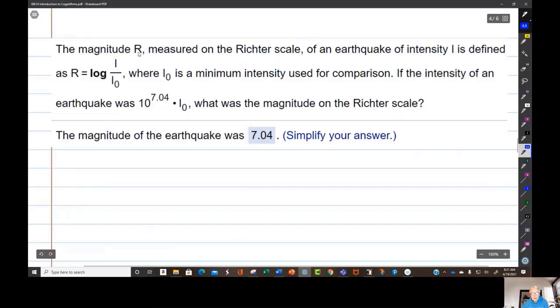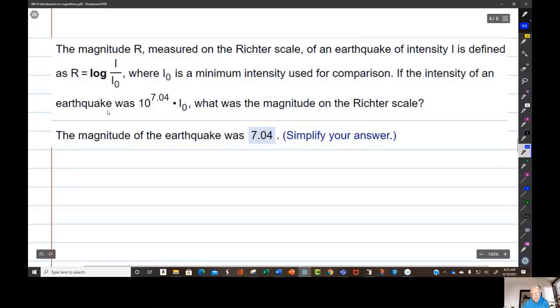All right, the magnitude R, the bigness, measured on the Richter scale of an earthquake of intensity I, is defined as R equals log base 10 of I over I naught, I sub zero, where I naught is a minimum intensity used for comparison. You see this a lot in the sciences.